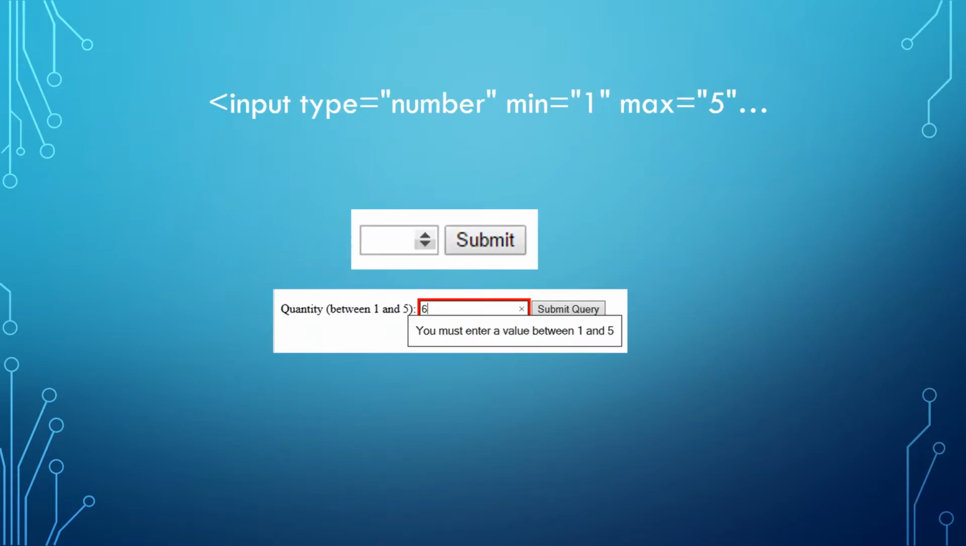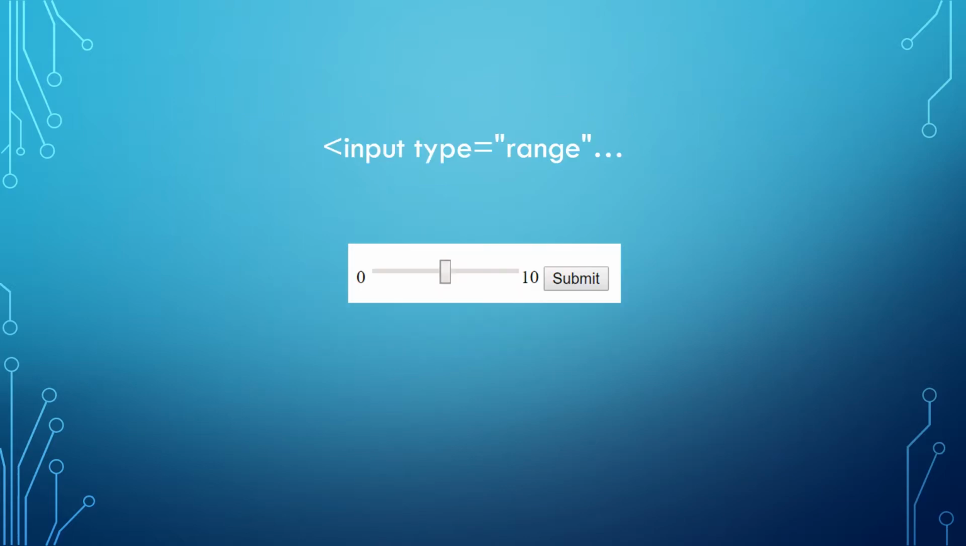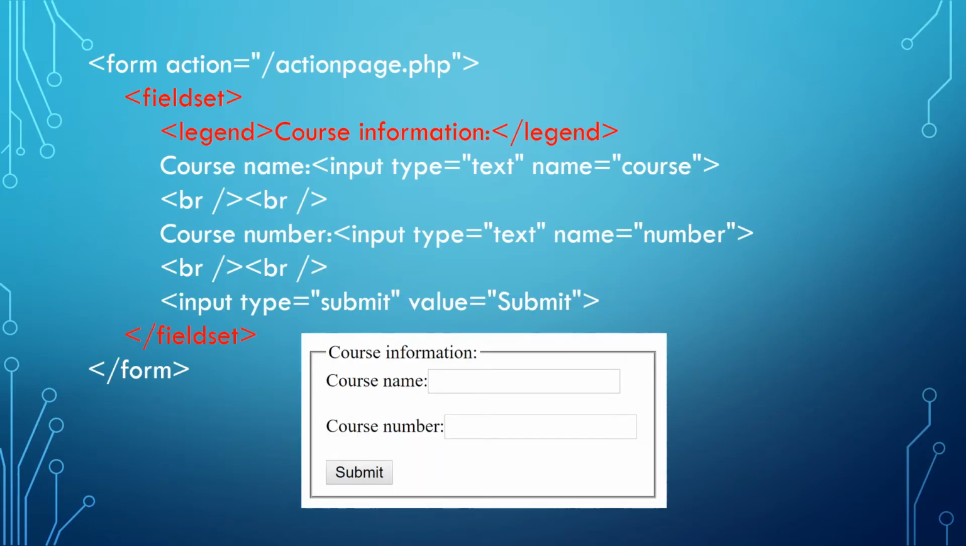The input type number will give you a box with arrows in most browsers. You can add a min and max if you want to place limits on which numbers your users can submit. With the limits I have here, my users cannot choose numbers below 1 or above 5. In Edge, users aren't given arrows with limits, but if they try to submit something outside the requirements, they get an error. Numbers can also be selected with a slider. This is done with the type range. You may want to group some of your fields together.